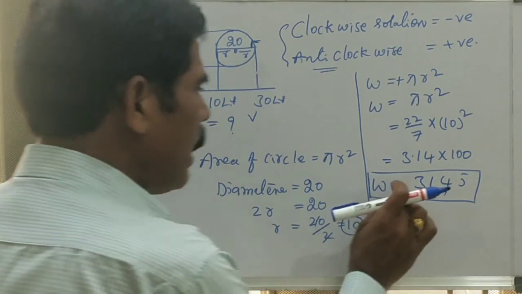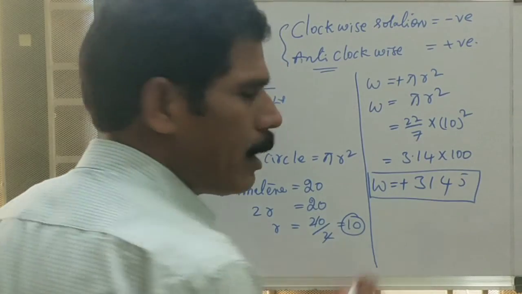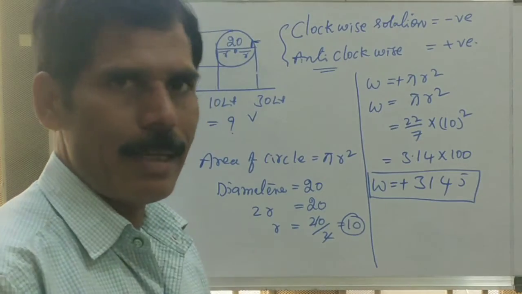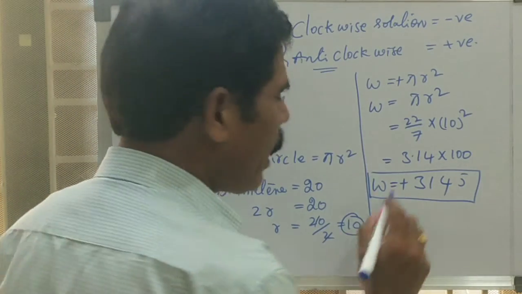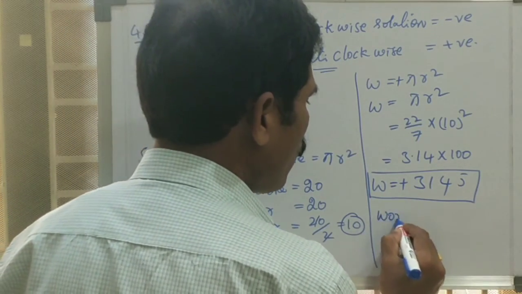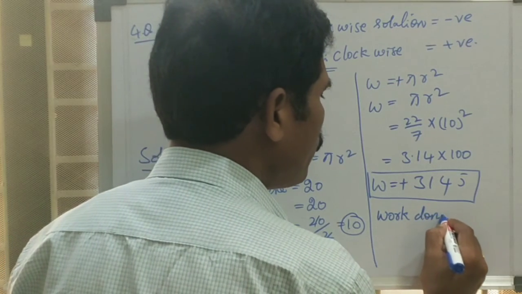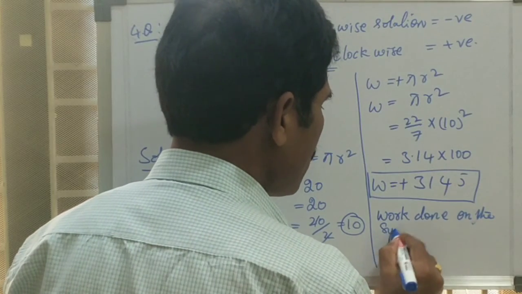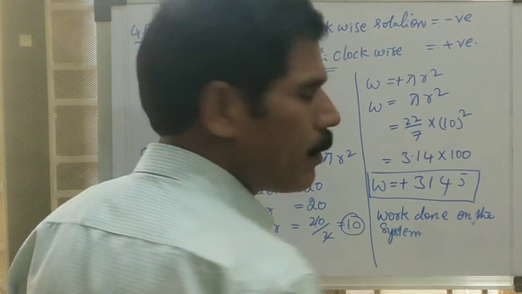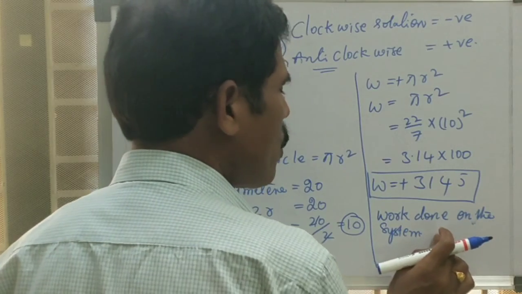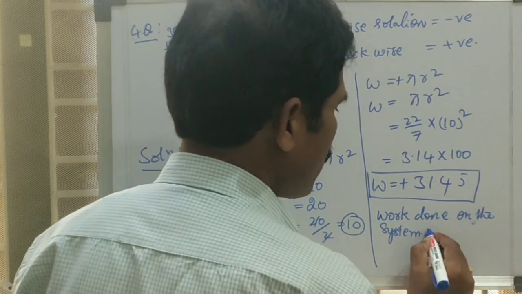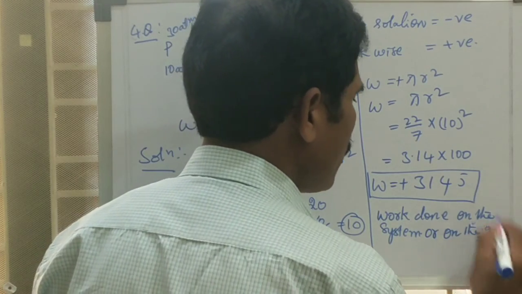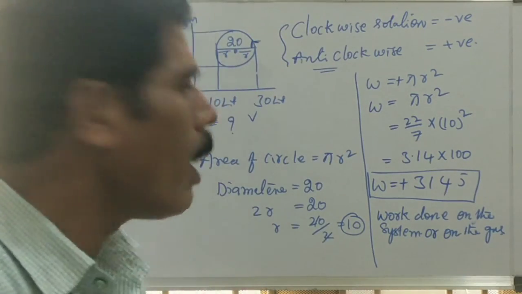So this is positive. It means work done on the system, or work done on the gas. You have to write one sentence: work done on the system, or work done on the gas. Okay, I hope you all understood.